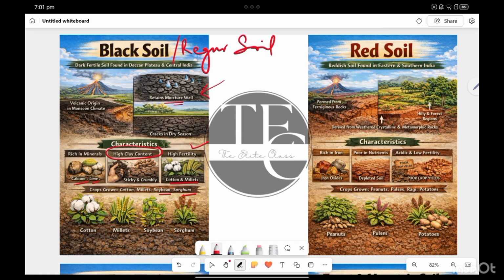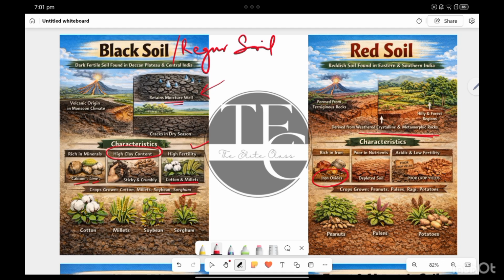Coming forward to the red soils. So, red soils are formed from weathering of crystalline granite and metamorphic rocks. Okay, so this type of soil is rich in iron oxides, and they develop their reddish color due to the diffusion of iron in crystalline and metamorphic rocks.